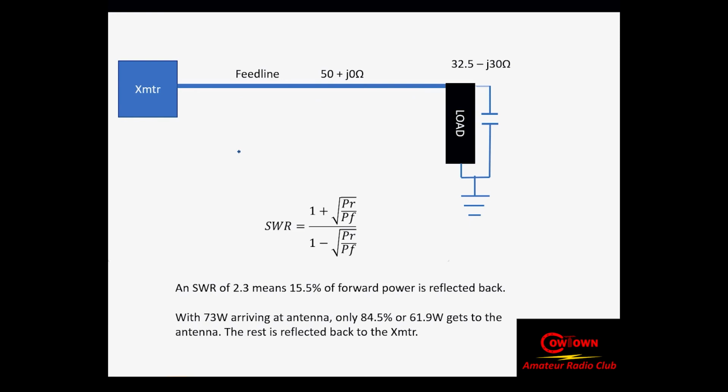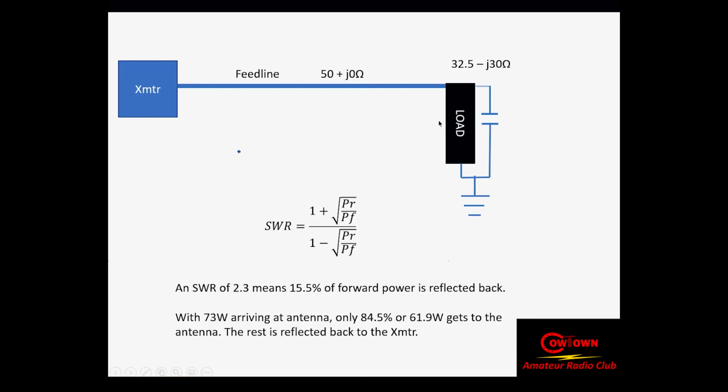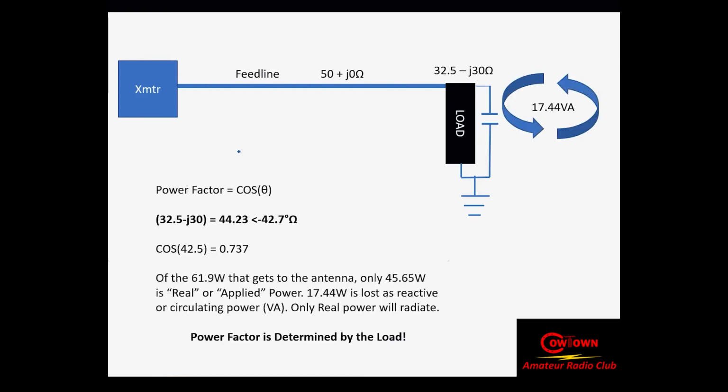SWR itself, or an SWR of 2.3, means that 15.5% of the forward power is reflected back. So with 73 watts arriving at the antenna, only 61.9 watts gets to the antenna. The rest is reflected back to the transmitter. You know, I've got this wrong here. I only got 73 watts to the antenna because of the feed line loss. Sorry. So I got 73 watts arriving at the load, and then I've got 15% of that, roughly, being reflected back, so now I've only got 62 watts at the load.